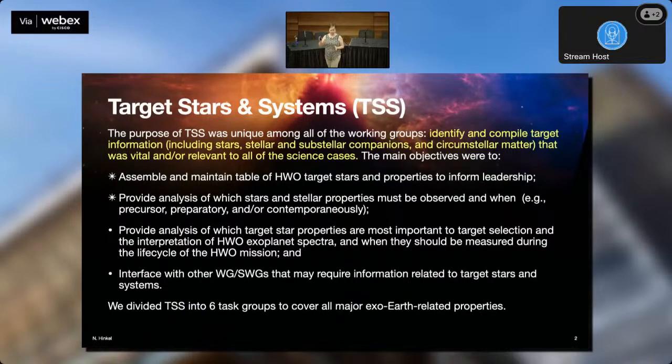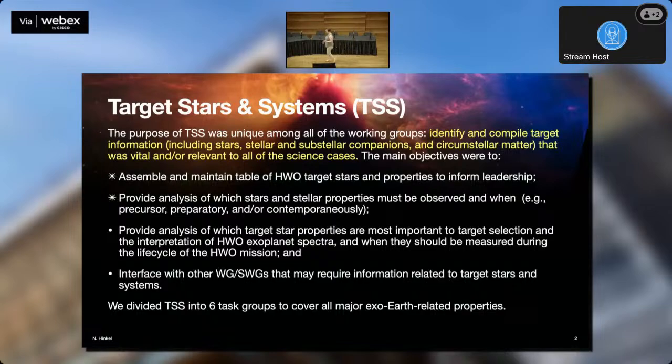So what we really did was we assembled and maintained a list of HWO stars and properties. This is something that we actually actively have going on now. And we provided analysis of which stars and stellar properties must be measured when. And so this really breaks down to precursor science, which is really the data that we need in order to inform the various architectures, which is a lot of what Lee talked about yesterday, but also the preparatory science, which is the data that we absolutely have to have before launch.